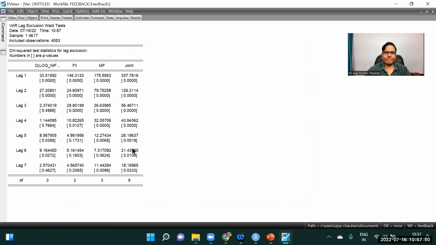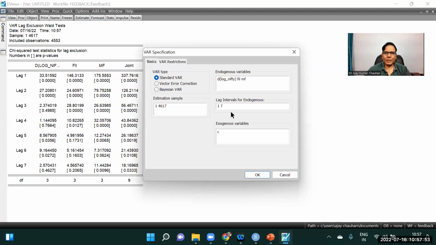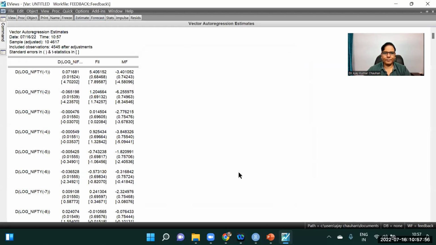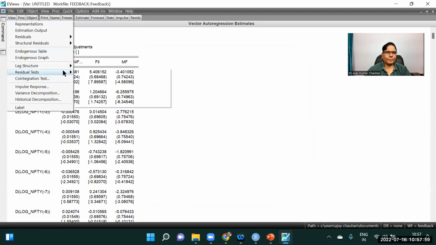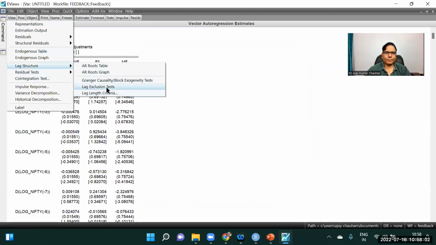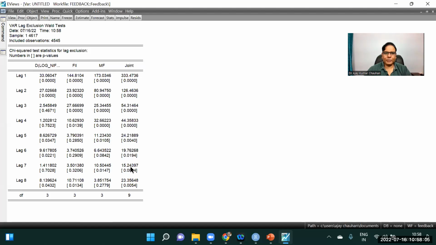It's still significant. And if I go for 8, yeah, you can see that here it is insignificant. So you can take the lag up to 6. The moment you take 8th lag, it becomes insignificant. So selecting the lag is a problem which you have to solve very cautiously, that how many lags we should select. In research paper, we don't do this much testing.